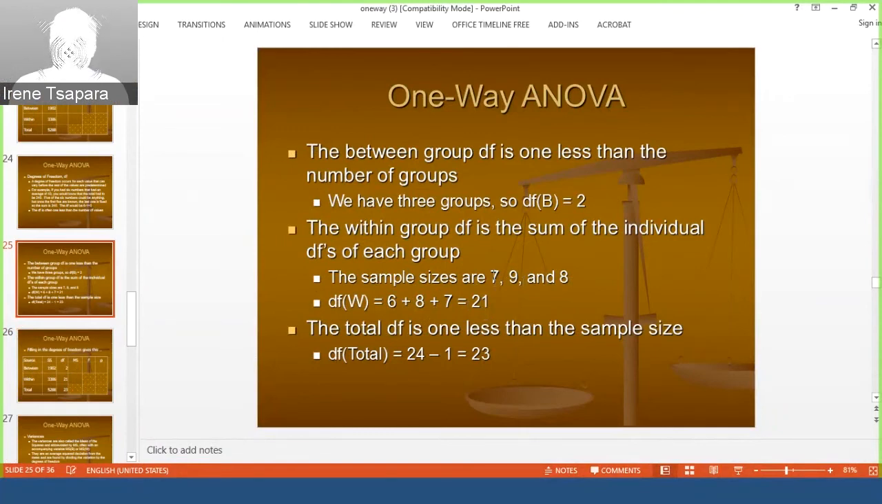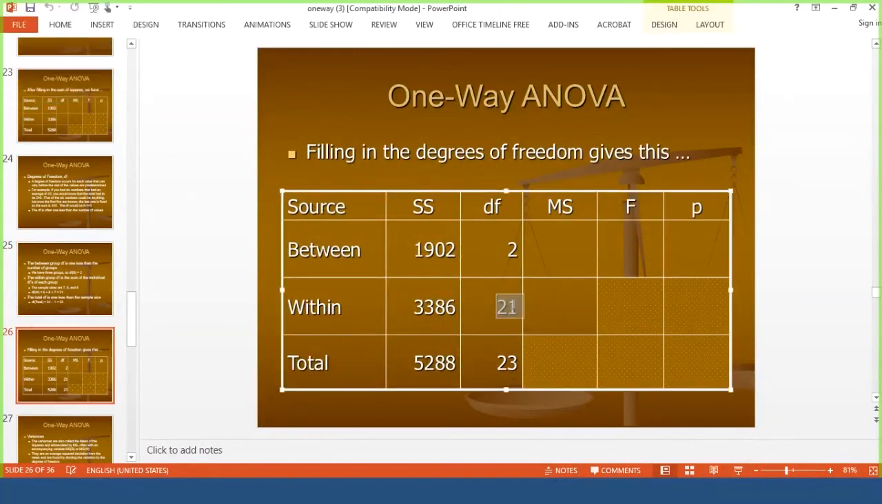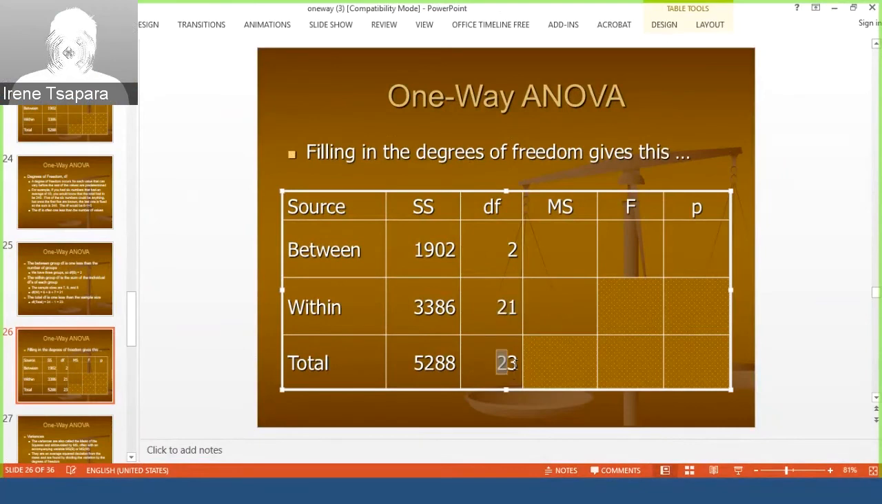If you add up all the sample sizes, the answer will be 24. 24 minus 3, the number of the populations or samples, will give you 21. And this will be the degrees of freedom for the within. The total will be 23. That is 21 plus 2.